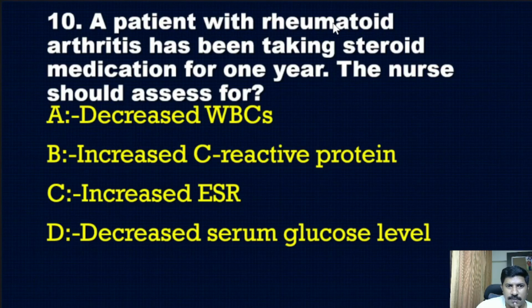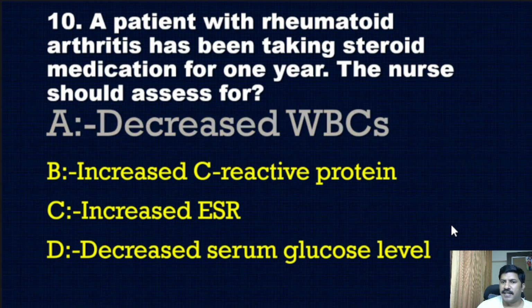10th question. A patient with rheumatoid arthritis has been taking steroid medication for 1 year. The nurse should assess for: decreased WBC count, increased C-reactive protein, increased ESR, decreased serum glucose level. Here, the correct answer is decreased WBC count.